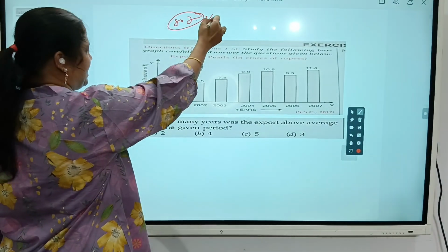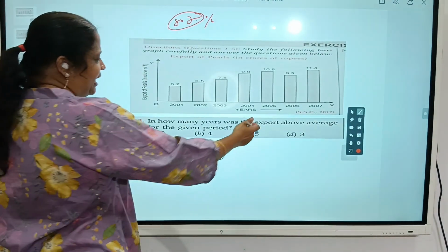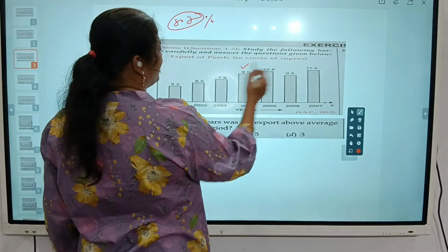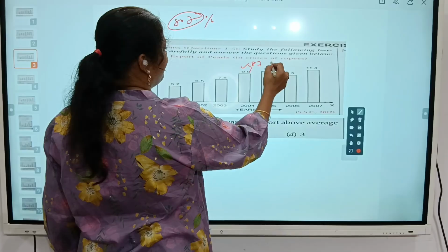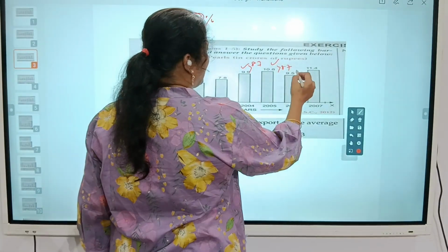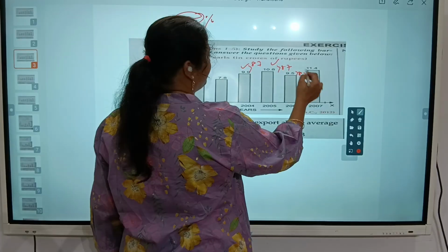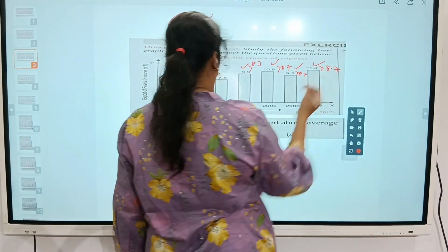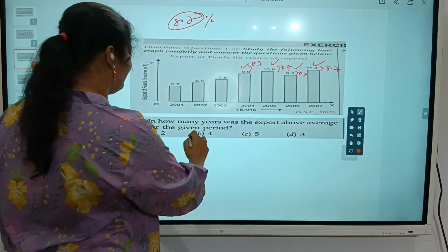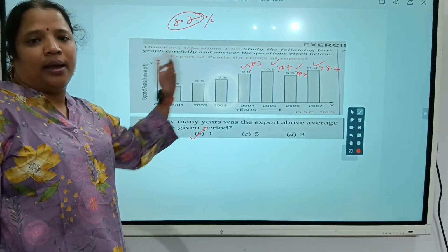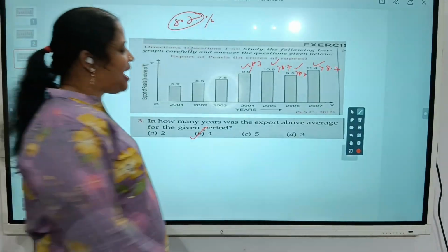So how many years have export above average? 9.9 is above 8.7, greater than 8.7. 10.8 is greater than 8.7, so 2. 9.5 again greater than 8.7, so 3. 11.4 again greater than 8.7, so 4. So how many years do we have? Totally 4 years. For 4 years the export is above the average export value.